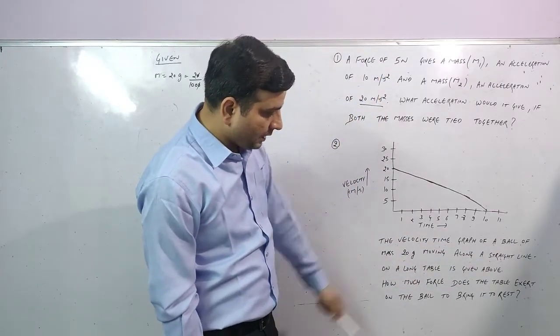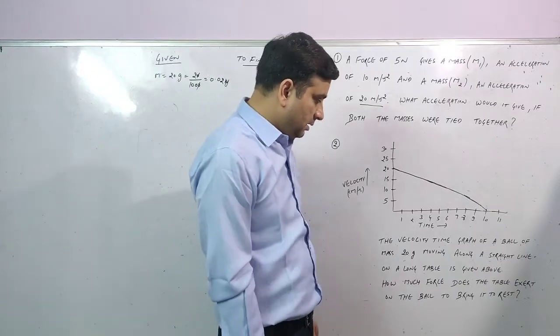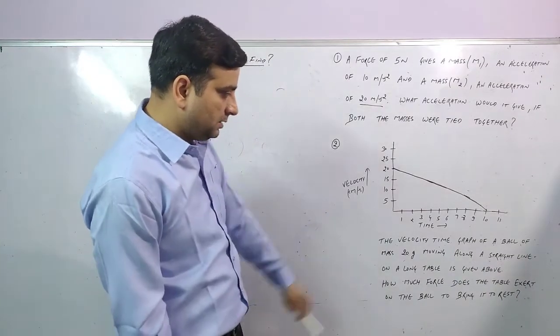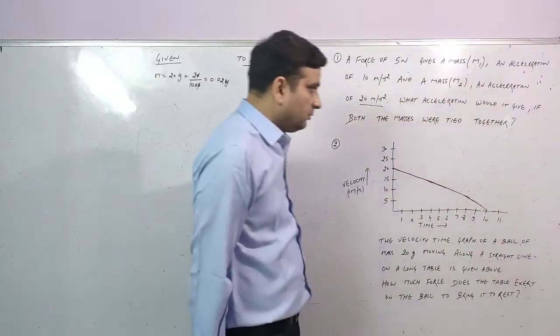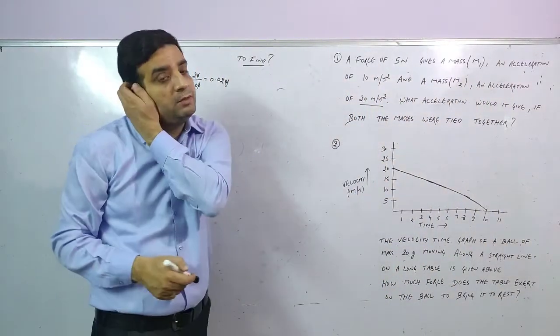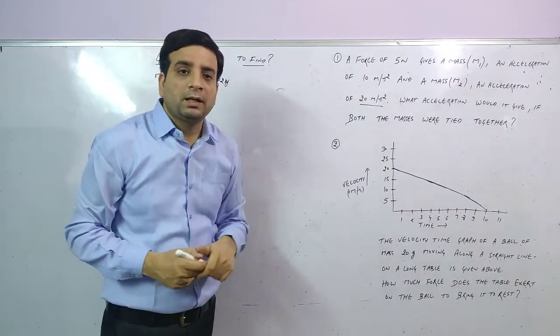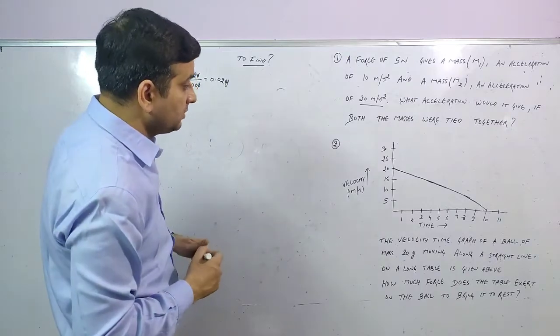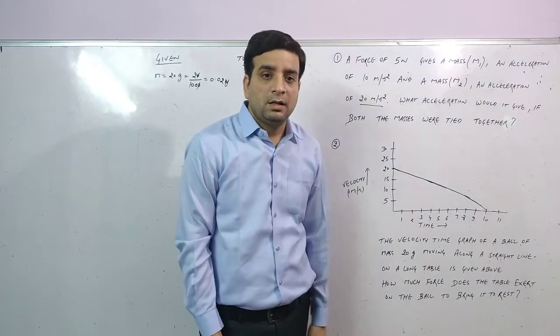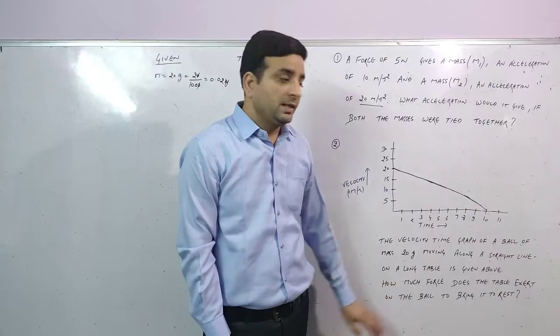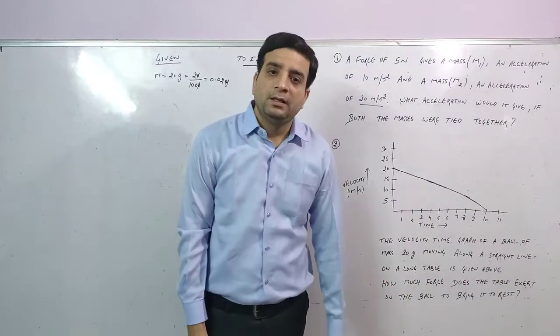The ball is moving along a straight line on a long table, as given above. How much force does the table exert on the ball to bring it to rest? Because how much force will it apply so that the ball rolling on the table stops? It means they are asking for the frictional force. Except mass, nothing is given in words, because everything else is given in the graph.